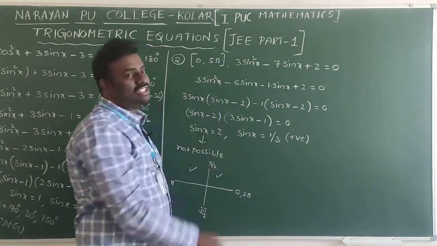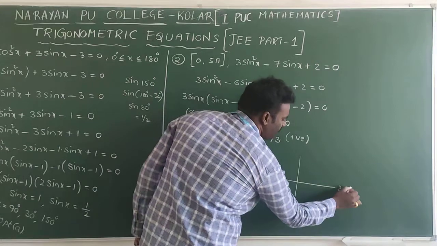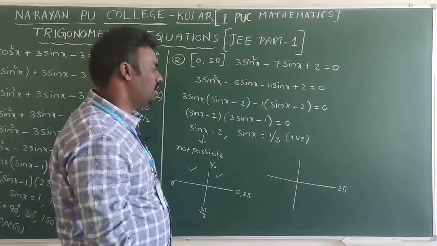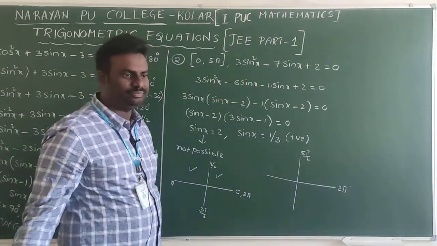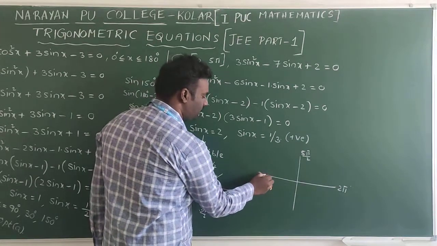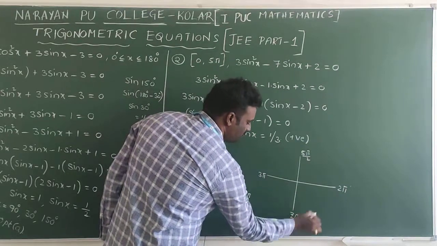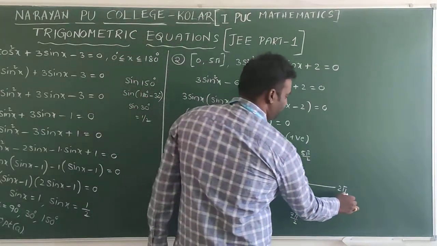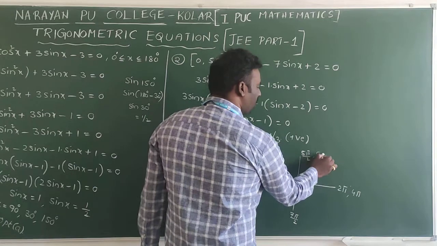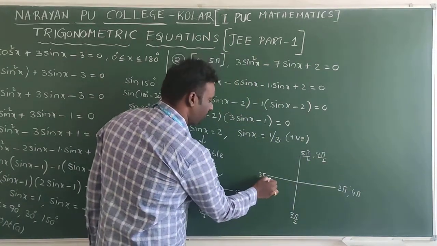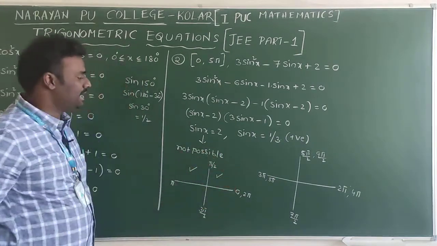But here the range is given 0 to 5 pi. That's why I am extending this: 2 pi. Next, this is 5 pi by 2. Next, 6 pi by 2, 7 pi by 2, 8 pi by 2, 9 pi by 2, 10 pi by 2. So here from 0 to 2 pi you will get two solutions.